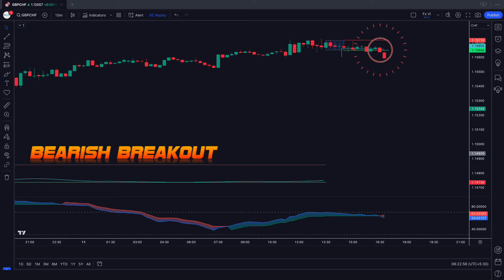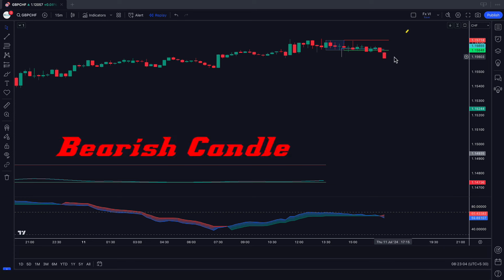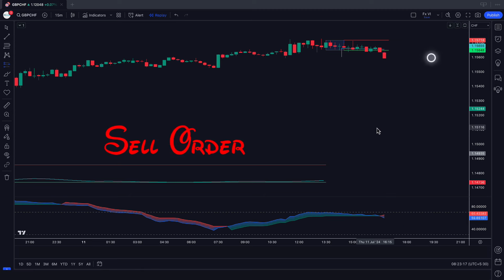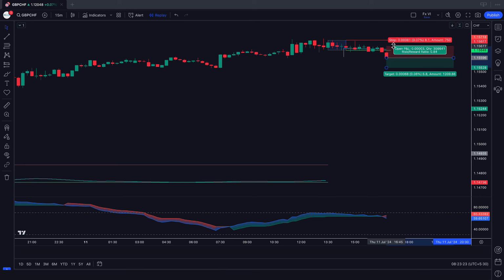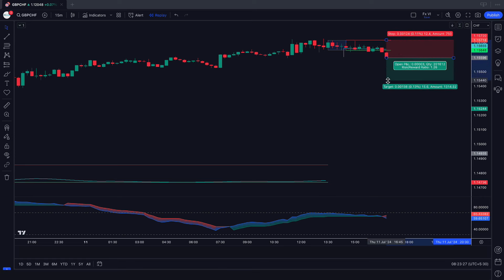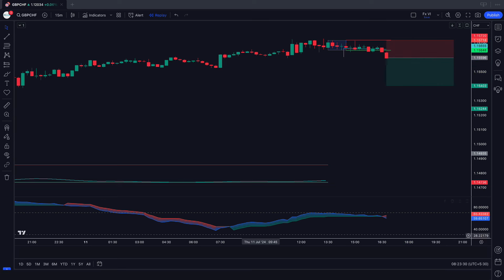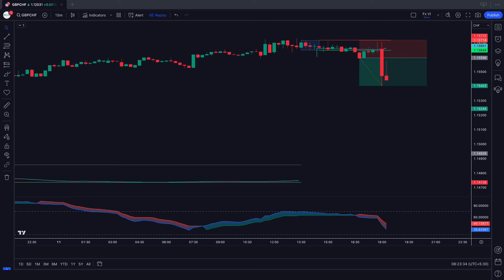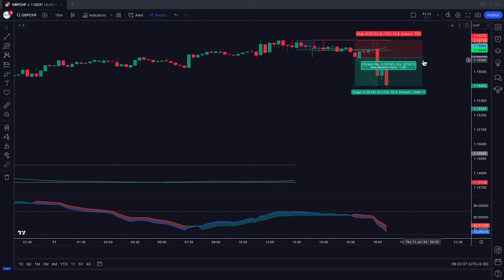The market completely makes a bearish breakout of the opening range breakout box. To confirm, the market created a bearish candle, and the max line of the QQ Weighted Oscillator indicator is in a downtrend. All these conditions are met, so we will place a sell order. Our stop loss will be placed at the higher level of the opening range breakout box, and the risk to reward ratio will be 1:1.5. The market has completely hit the target. Now we will find other trades.